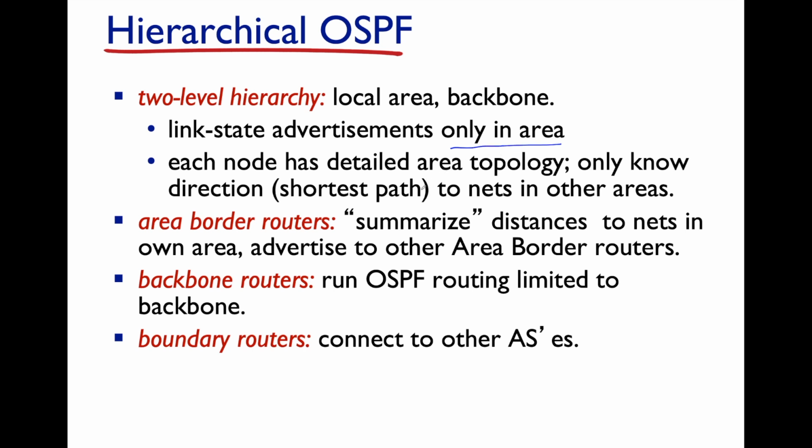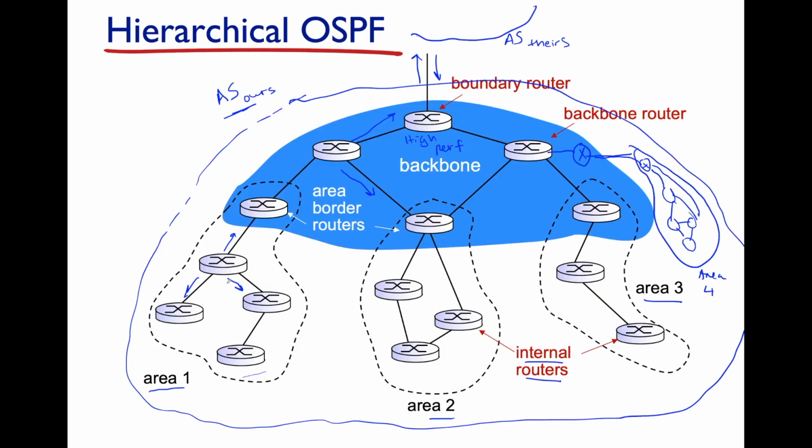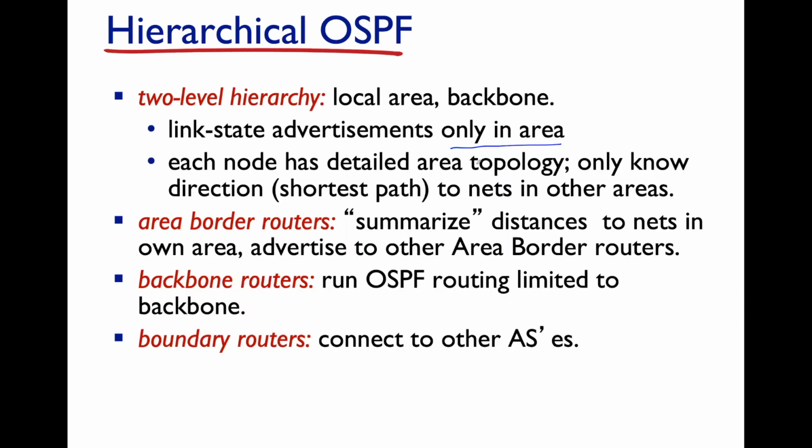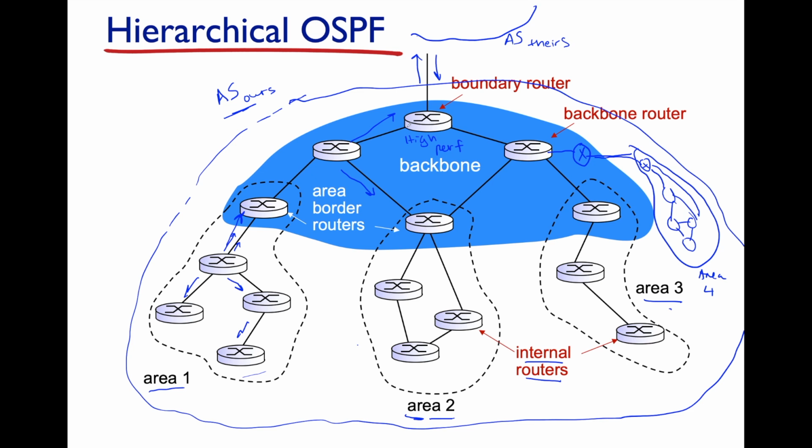They also know the direction, or the shortest path, to get to networks in other areas. So each node knows all of the link information within the area. Say, area 1 here, they know all the link information within the area. But they also know that if I want to get a datagram to a subnet managed by area 2 or managed by area 3, I'm going to have to get my message to that area border router, ultimately out of this link.